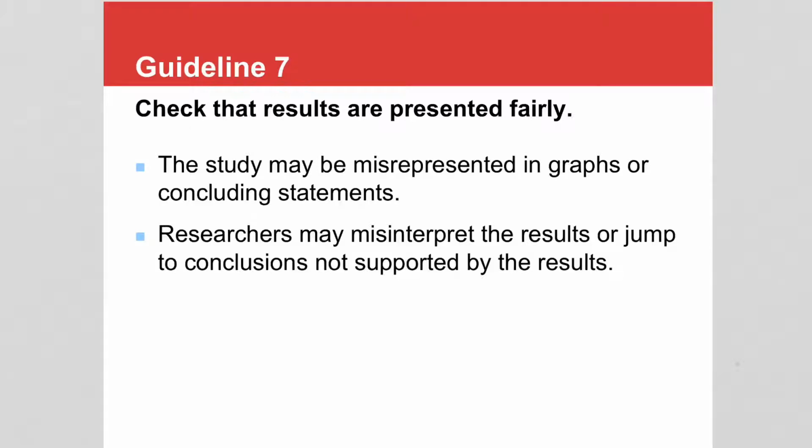So guideline 7 says, check the results are presented fairly. So the study may be misrepresented in graphs or concluding statements. And we'll look more at graphs in the near future. Researchers may misinterpret the results or jump to conclusions not supported by the results.